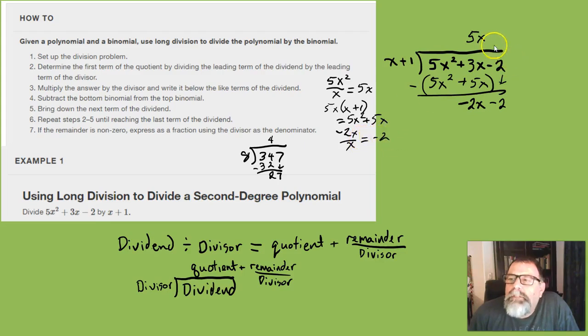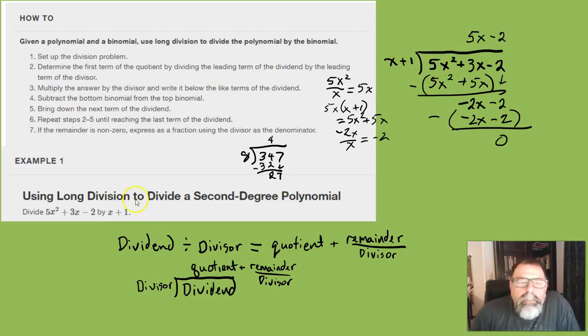Well, that's negative 2, and we're going to put it in the constant column, negative 2, and then multiply negative 2 by x minus 2. Then we subtract. Remember, you're going to distribute that minus sign, so negative 2x minus a minus becomes plus, so that'd be 0. Negative 2 minus a minus 2 is negative 2 plus 2, which is 0. So your remainder is 0.